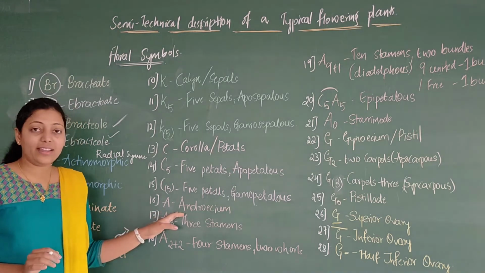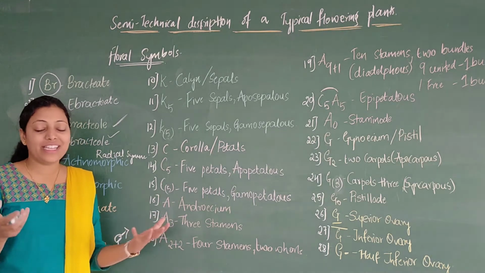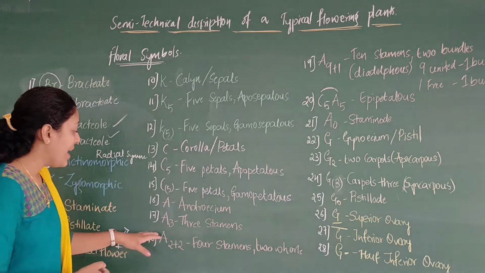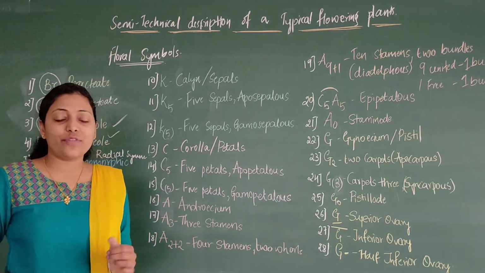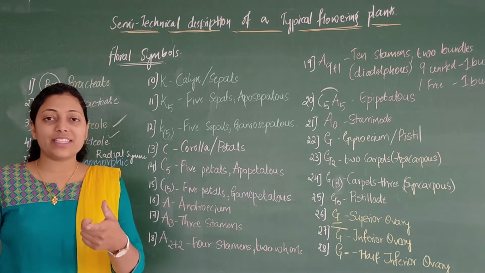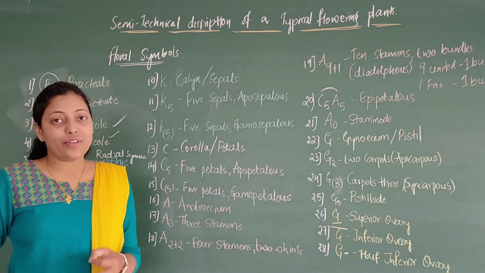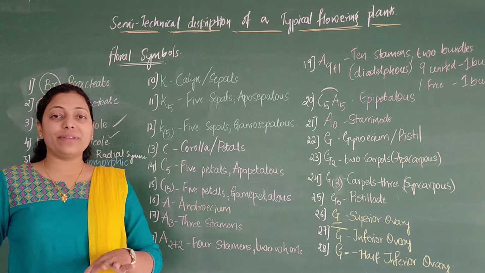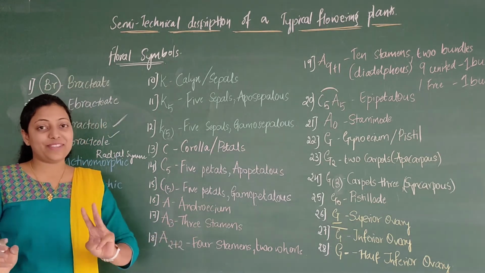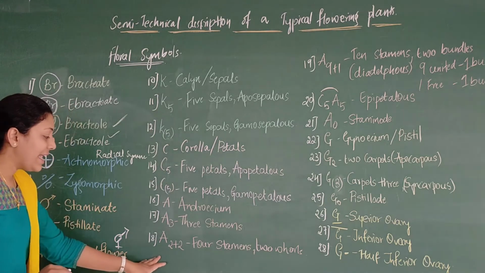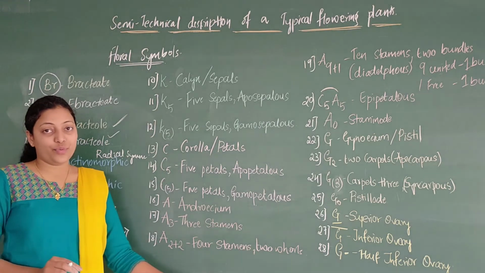Next is A, that resembles androecium, each and every one of you knows, very good. And then A3 is 3 stamens. Androecium consists of a unit of a reproductive part that is called stamens. The reproductive unit of androecium is stamens and A3 resembles that 3 stamens are present. Very good. Next A, 2 plus 2.